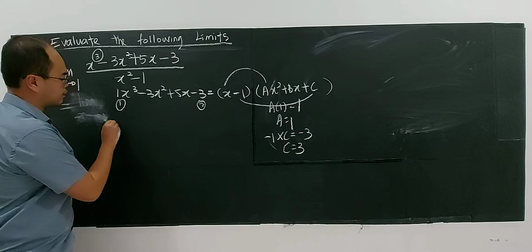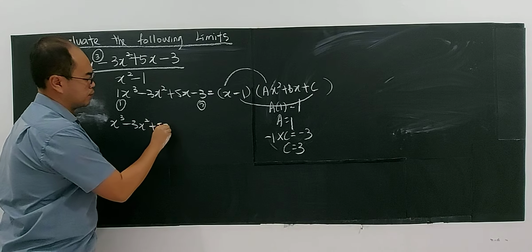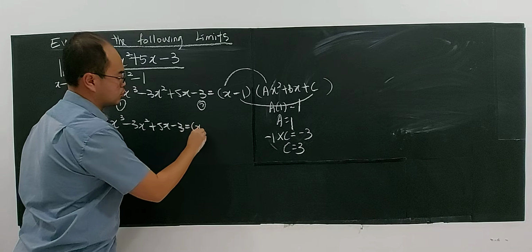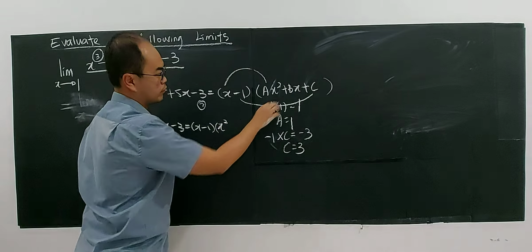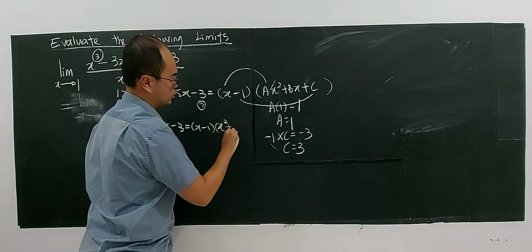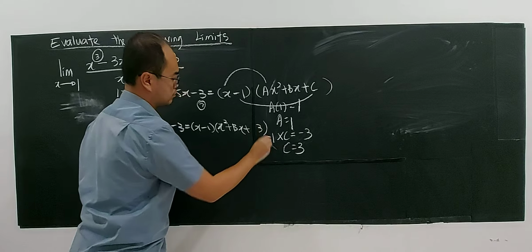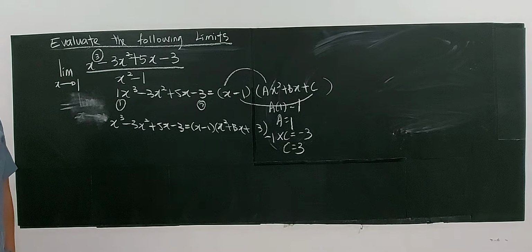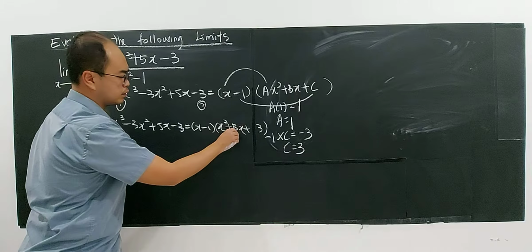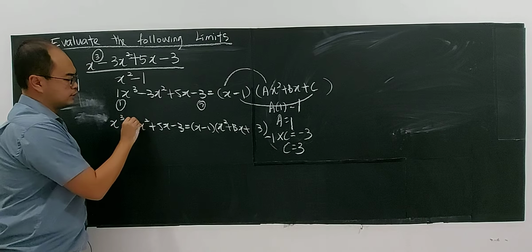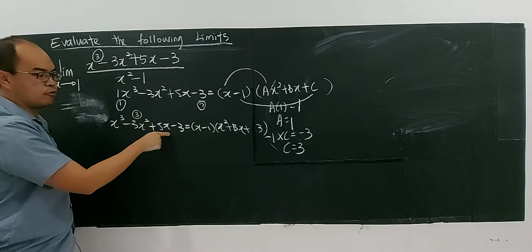Now if I rewrite x cubed minus 3x squared plus 5x minus 3 equals x minus 1 times your a, which you know is 1, which is x squared. Your b, you don't know yet, but you know the c. The c is 3. Later, I want to find the b here. I can use this one. Just now I used 2, now I'm using 3, or 4 also can.